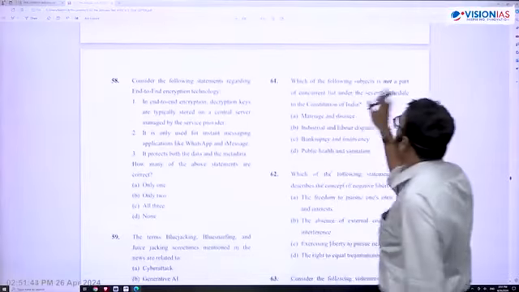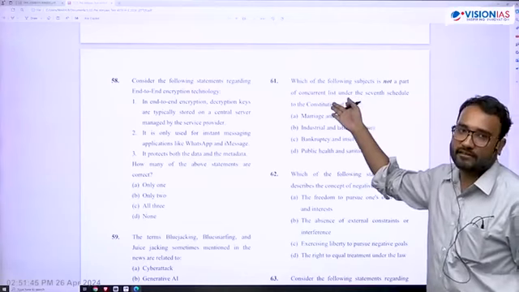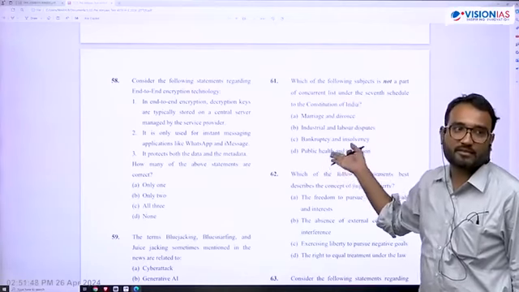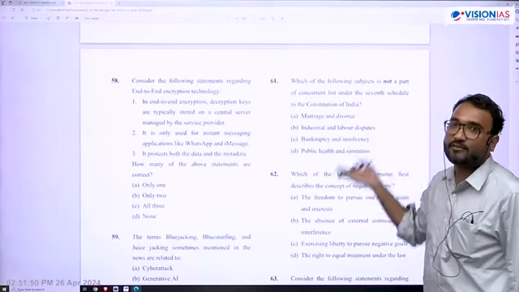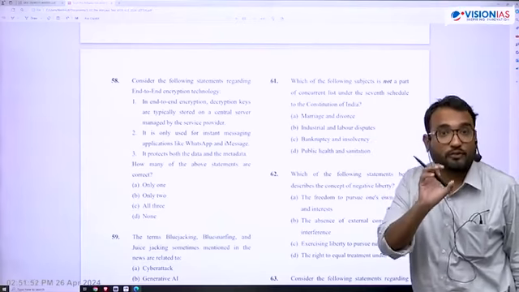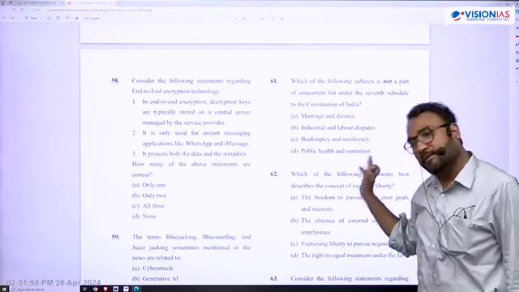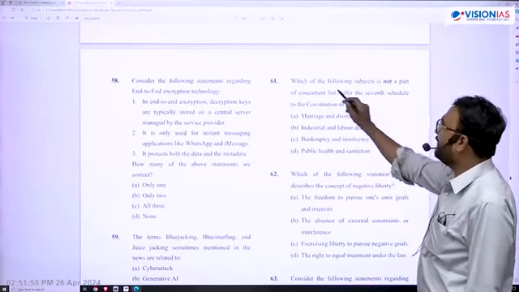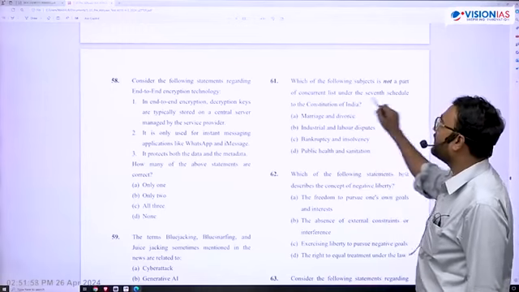Okay. Which of the following subjects is not a part of the concurrent list? बोलिए सब. Question है sir. This is an easy question. 1 or 2 easy questions are given so that you are also... But इसमें भी गलती करेगा. Many will mimic. Which of the following subjects is not a part of the concurrent list?